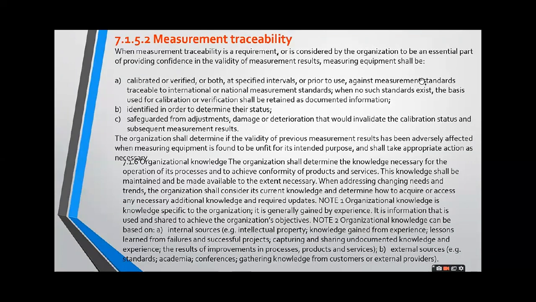So yesterday we were discussing, let's go for a recap, clause number 7.1.5, the monitoring and measuring resources, in which we discussed the suitability of resources, maintenance of the resources, and documentation for fitness for purpose. Today, we are starting with the new clause, which is measurement traceability. This clause deals with ensuring the reliability and credibility of the measurement results obtained through the equipment used in verifying the product or service conformity.